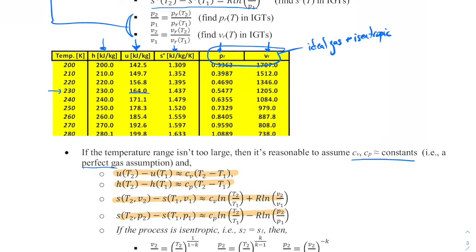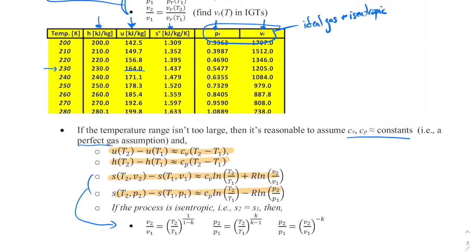And again, if you're dealing with a process that's isentropic, such that s2 is equal to s1, then you can take these two equations and rewrite them so that you get convenient relations relating the specific volume ratios, temperature ratios, and pressure ratios. And they're all in terms of the specific heat ratio k. Remember that k is Cp over Cv.